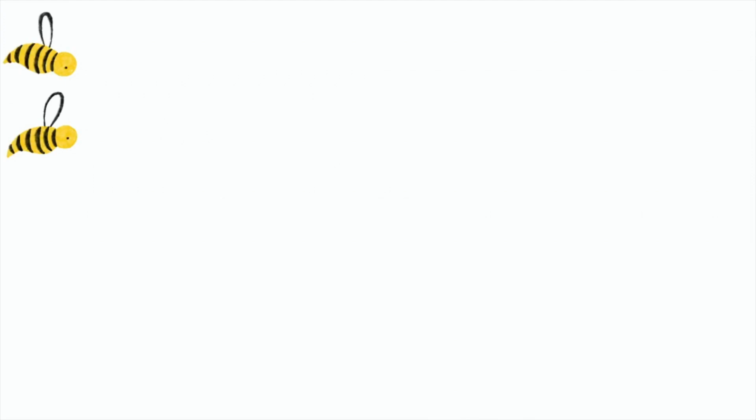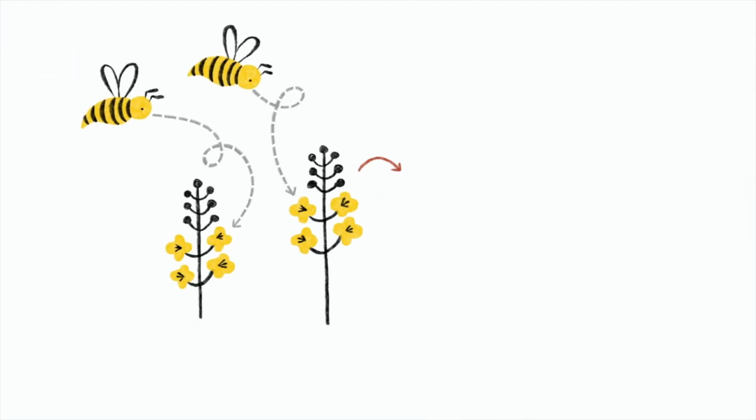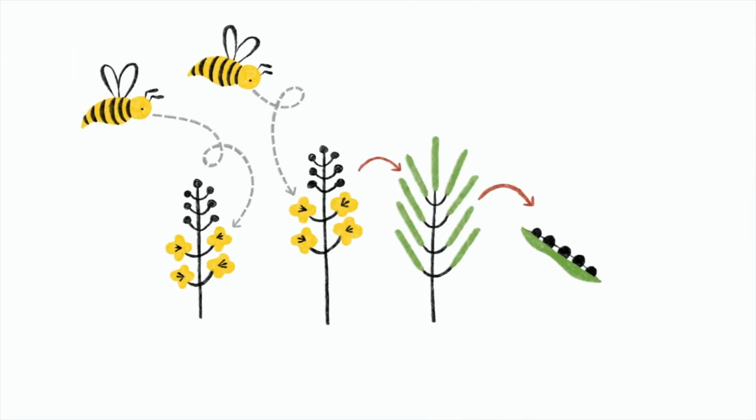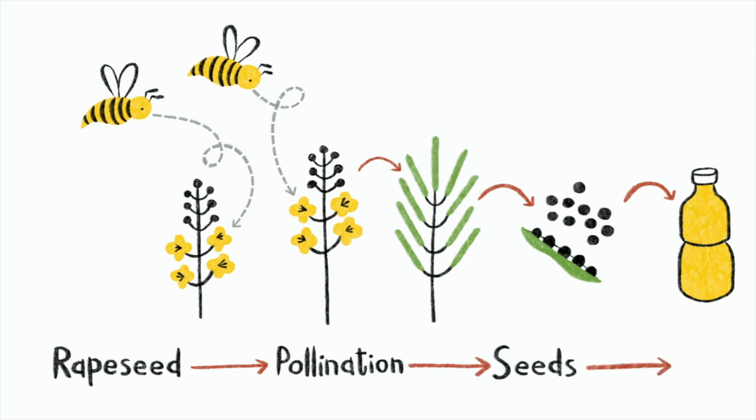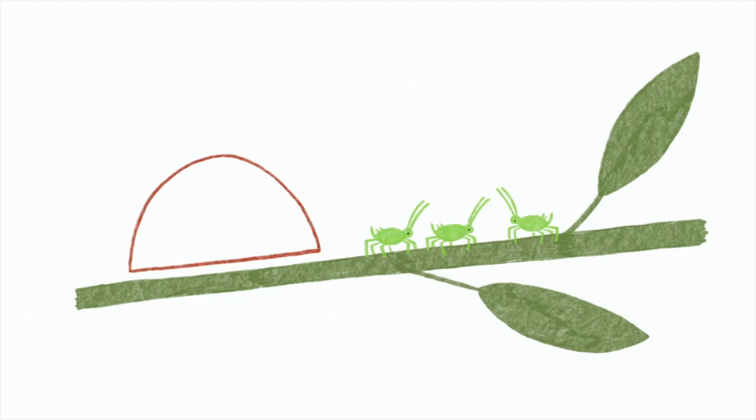All well and good, you say, but doesn't modern agriculture do everything with machines? Well, not quite. Modern agriculture needs biodiversity too. Take insects, for example. Bees pollinate flowers, and seeds develop from the flowers, which the farmer sells and from which oil is produced. Rapeseed, for example. Other insects, such as ladybirds, protect plants by eating pests, in this case aphids.